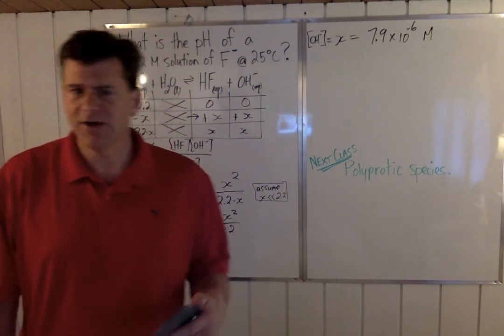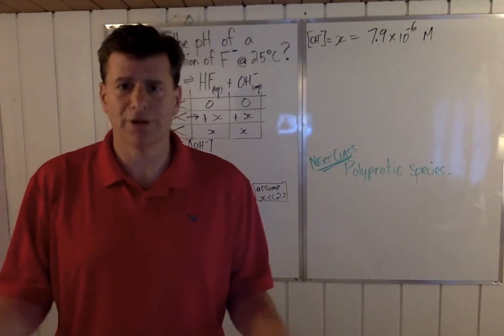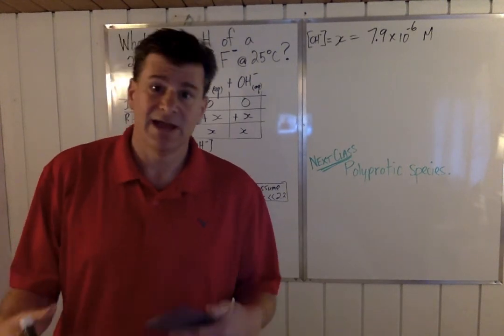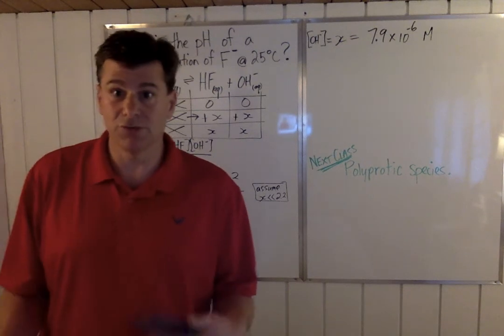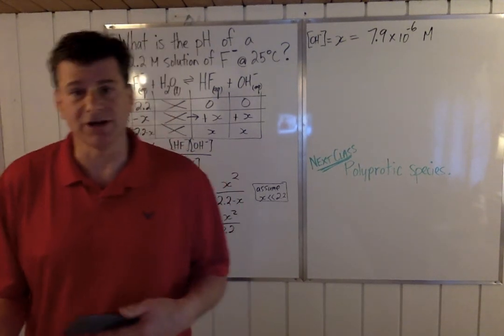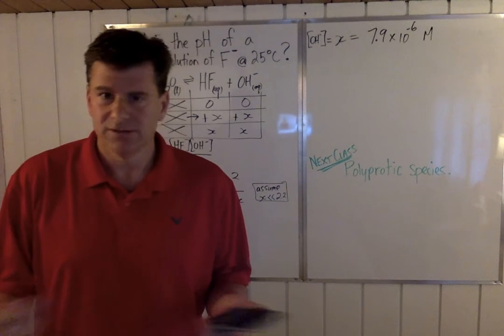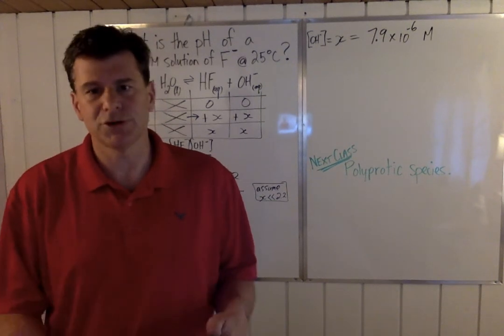It's not very high because it starts in distilled water at 1 times 10 to the negative 7. And this is kind of a crappy base. I mean, it's 2.2 molar. It actually starts out pretty concentrated. But it's not very good, low Kb. And so it doesn't produce very much.